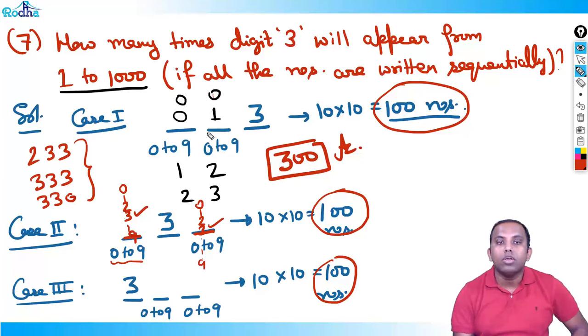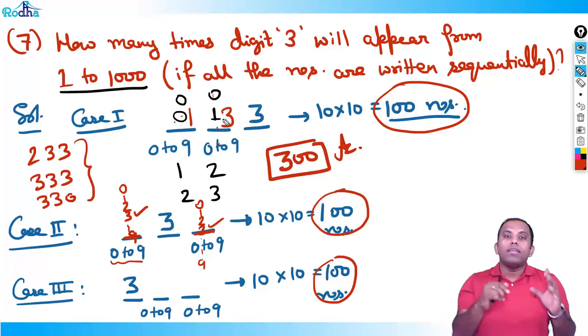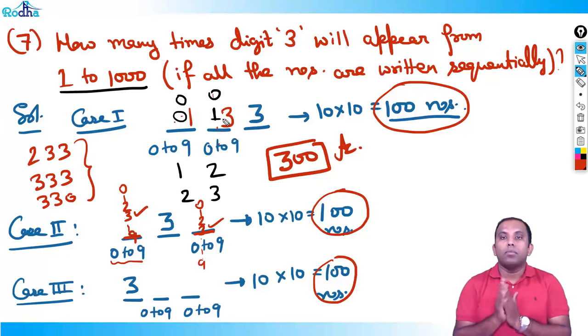Here also 3, 3, 3, because 0 to 9. If 0 to 9 options are there, numbers will be like 0, 3, 3 or 1, 3, 3. So when 0 to 9 and 0 to 9 is written, it includes 3 also. So numbers like 333 are also included.